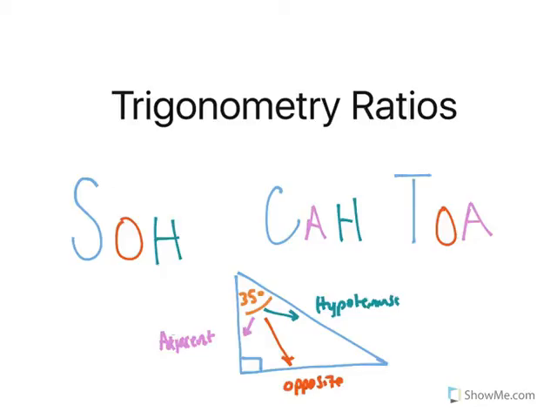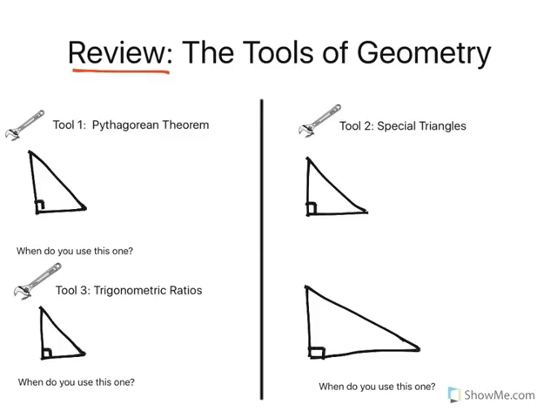Today we learned about the trigonometry ratios, and they will be the third tool in your toolkit. So far we have learned 3 ways to solve triangles. The first one here is called Pythagorean theorem.